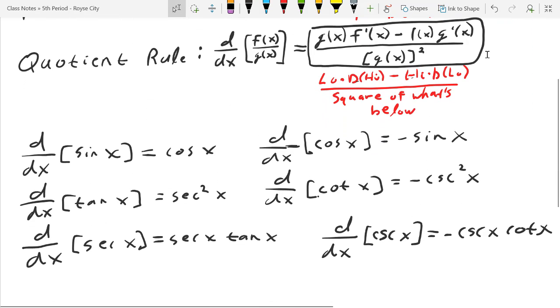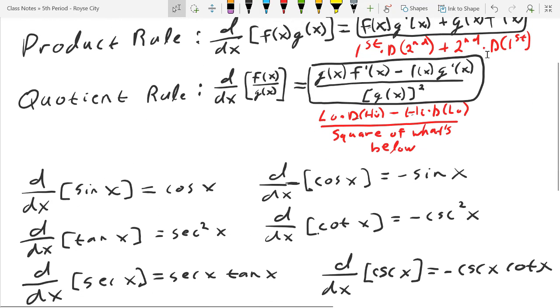And then we have all the different trig derivatives. The derivative of sine is cosine. The derivative of cosine is negative sine. The derivative of tangent is secant squared. The derivative of cotangent is negative cosecant squared. And the derivative of secant is secant x tangent x. Derivative of cosecant is negative cosecant cotangent.